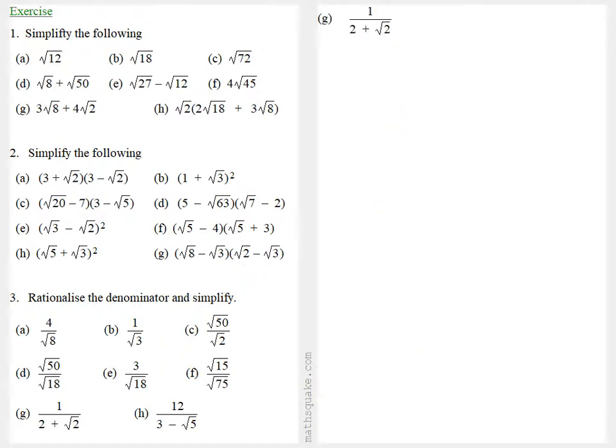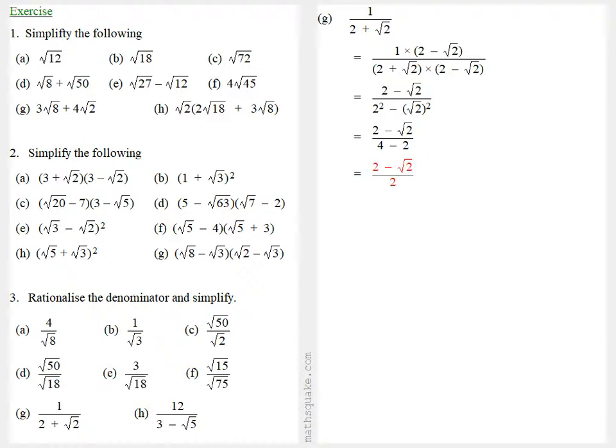In question G, we're given 1 over 2 plus the square root of 2. Now, to get rid of the root on the bottom, we need to multiply top and bottom by 2 minus root 2. So on the top, we have 1 times 2 minus root 2, and on the bottom, 2 plus root 2 times 2 minus root 2. So on the top, we have 2 minus root 2, and on the bottom, we have the difference of 2 squares. So that's 2 squared minus root 2 squared, which is 2 minus root 2 on the top, and on the bottom we have 4 minus 2, so it's 2 minus root 2 over 2, and that's our answer.